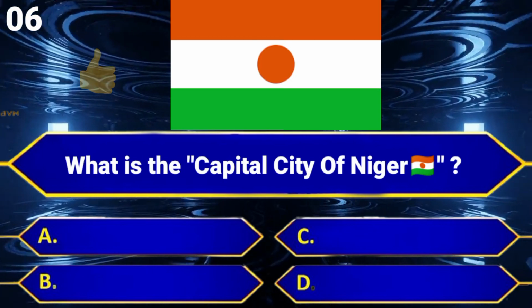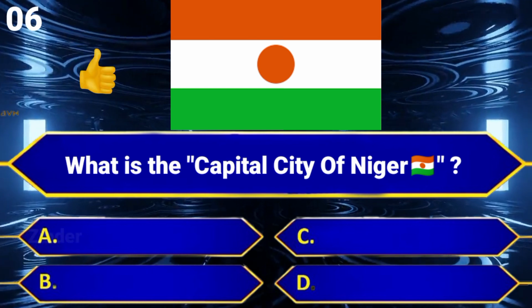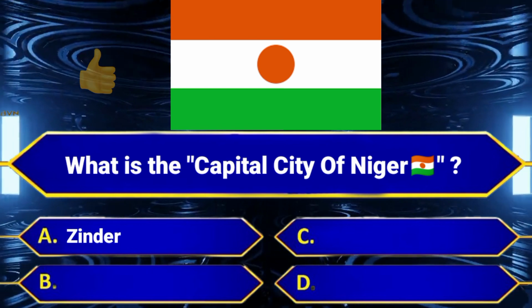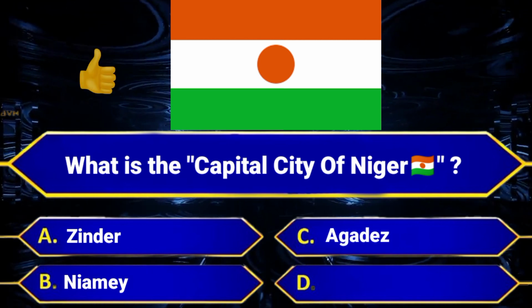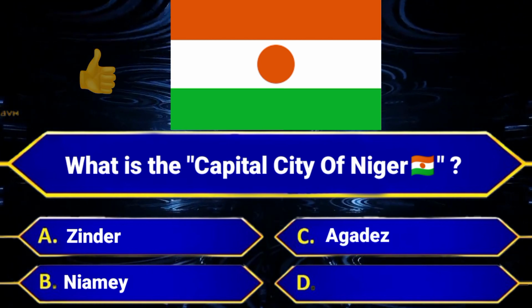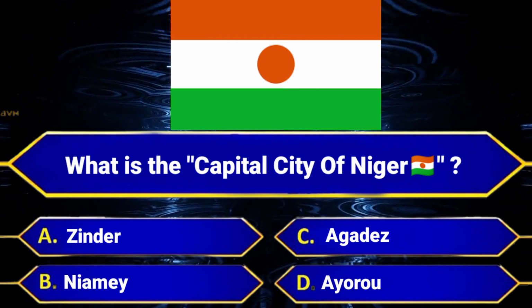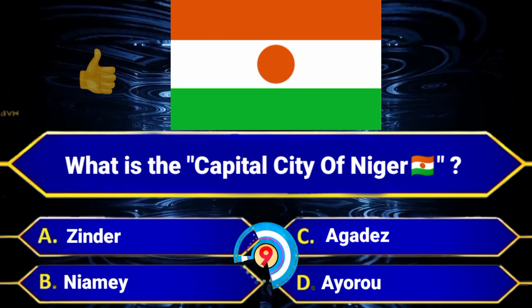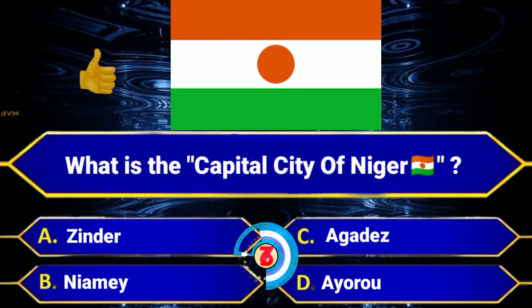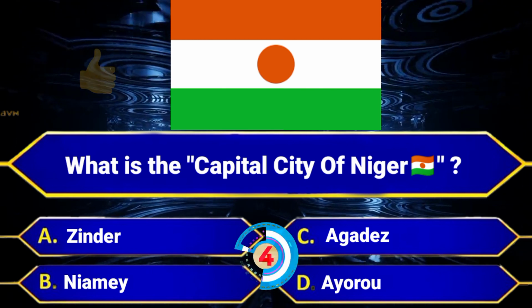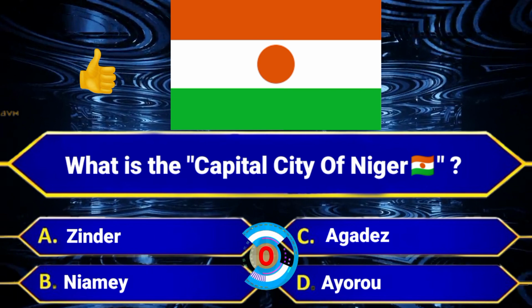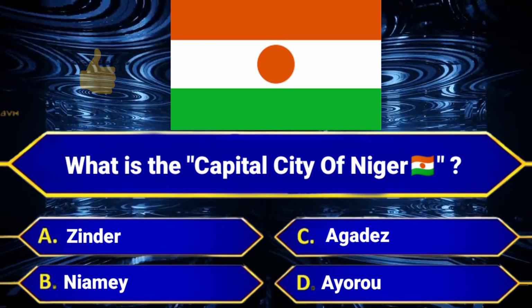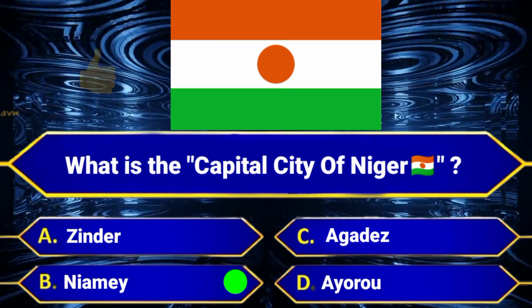What is the capital city of Niger? Option A, Zinda. Option B, Niamey. Option C, Agadez. Option D, Ayoro. Answer is option B, Niamey.